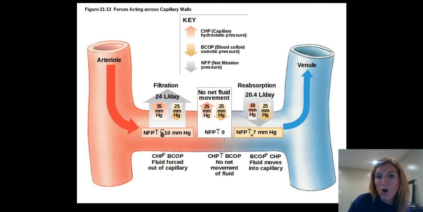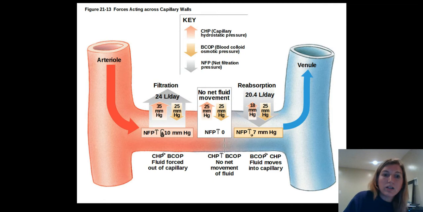On the venule end of the capillary bed, there's reabsorption. Because on the venule side, there is a reversal. Our blood colloid osmotic pressure is now greater than our capillary hydrostatic pressure. So osmotic pressure is pushing stuff into the blood. Hydrostatic pressure is pushing stuff, nutrients, waste, whatever, out of the blood.